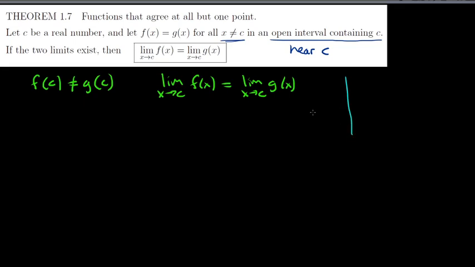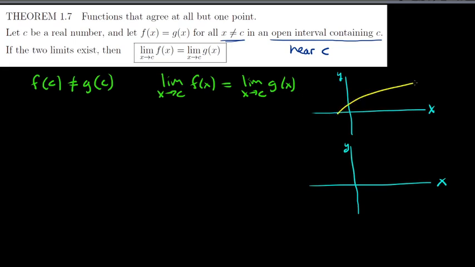Let's look at a graph here, or let's look at two graphs. One for f, one for g. Sorry, that's not the y, that's still x. These are the y-axes. So let's start with f of x. So f of x looks like this. It could be like a square root function of some kind. Let's say c is here, so f of c would be right about here.